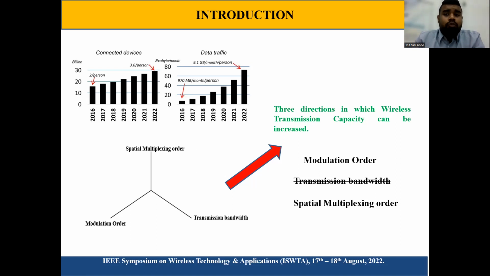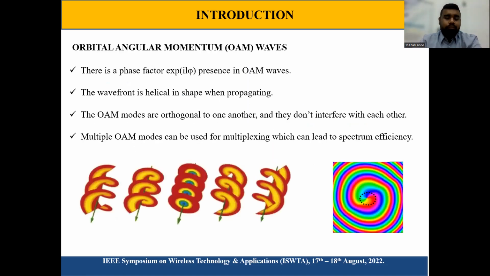Hence, transmission bandwidth is not going to be an effective solution for the current scenario. Now, what we are left with is spatial multiplexing order. Basically, in spatial multiplexing order, the main data breaks into smaller data packets, and then these data packets are transmitted separately or individually. When it comes to transmission of data individually, that's when the role of OAM waves comes in.